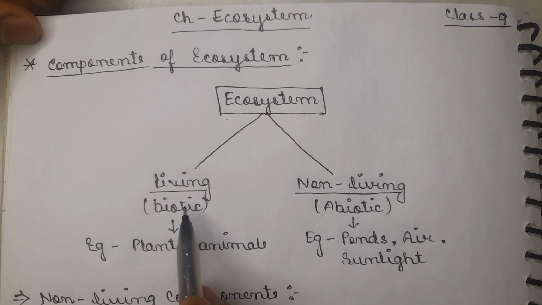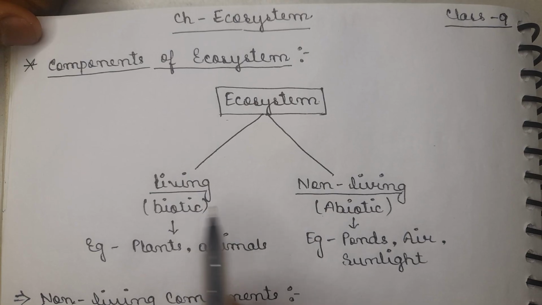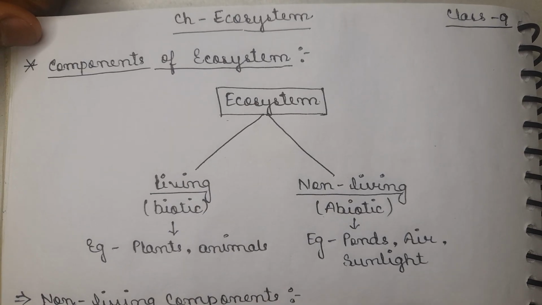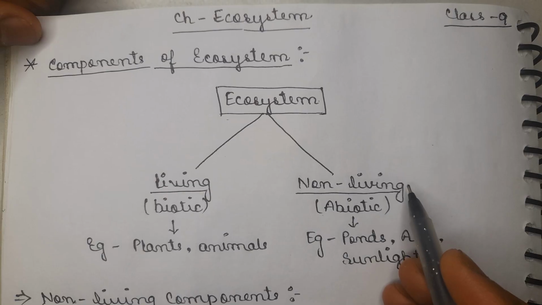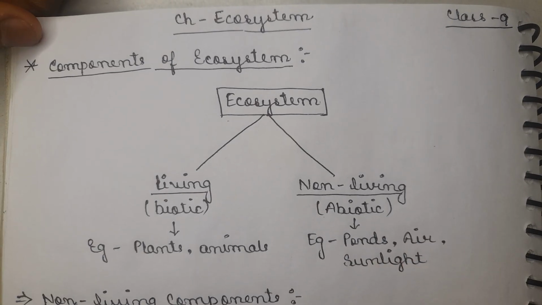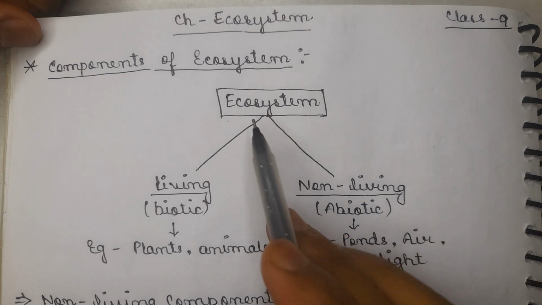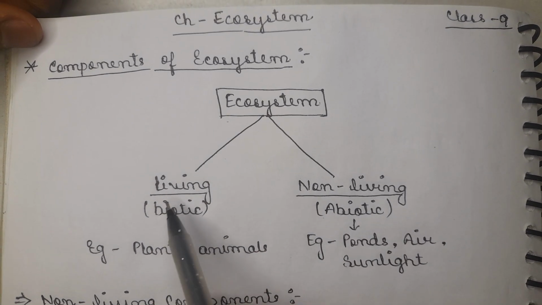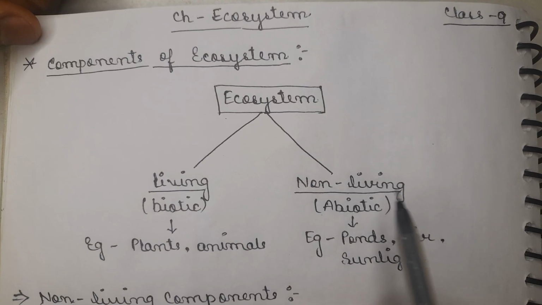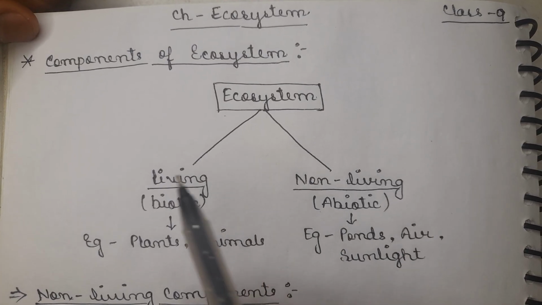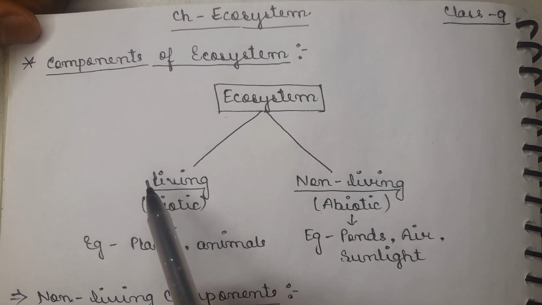Such as in the living things, we will be able to find some insects, some animals, some humans, some plants. But in the non-living things, such as air, we can feel the presence of air, sunlight, temperature. So these are all the non-living components of the ecosystem. So both the living and the non-living organisms make the ecosystem.